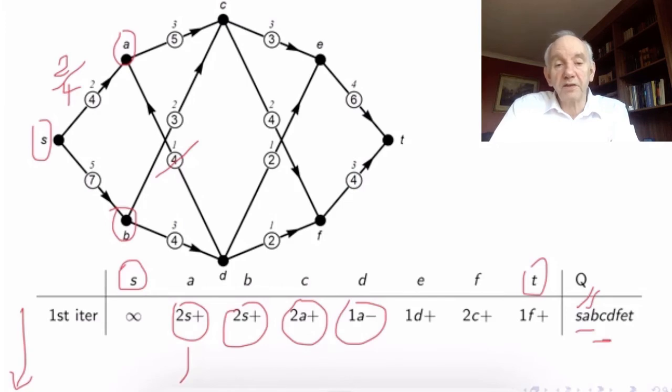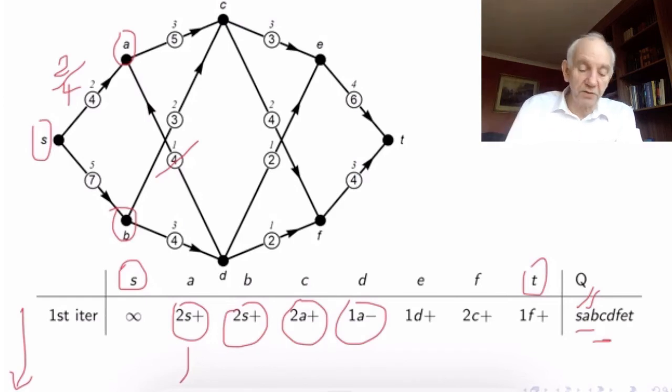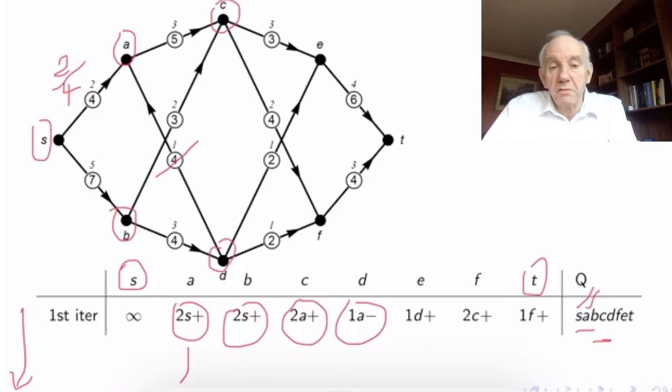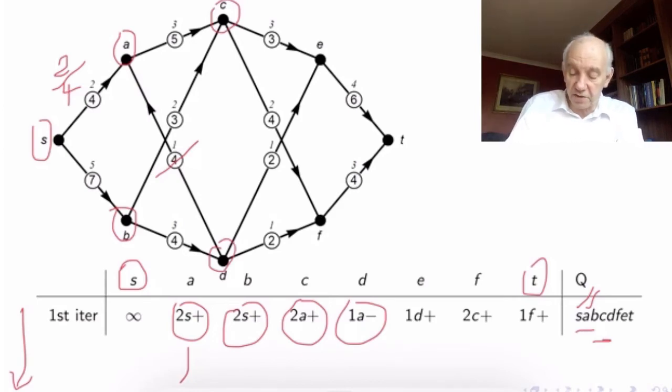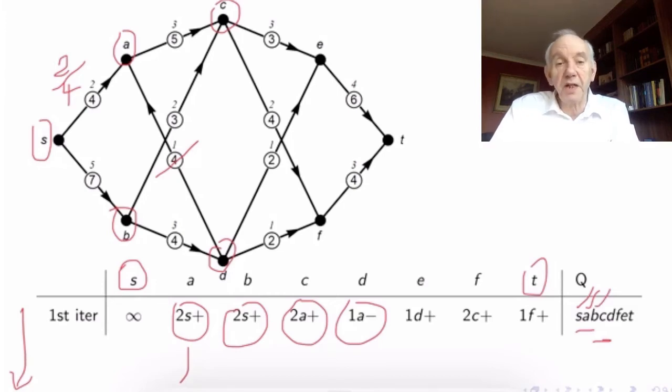So now what is the next vertex in the queue? The next vertex is B. Now B doesn't see any new vertices because we've already dealt with C and D, sort of circled them. So from B we have nothing to do because these vertices have already been labelled. So the next vertex in the queue is C.